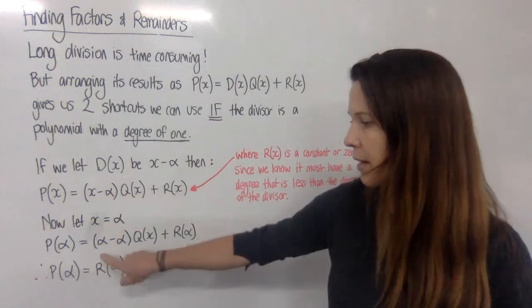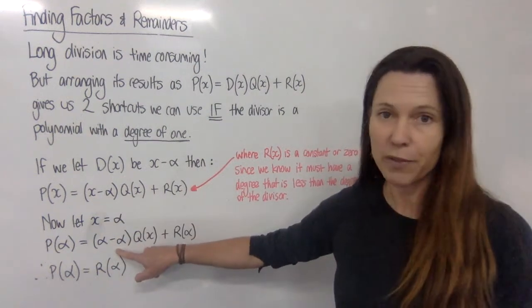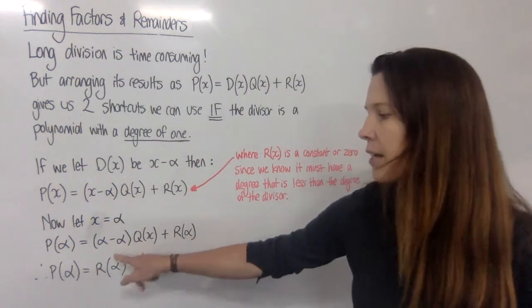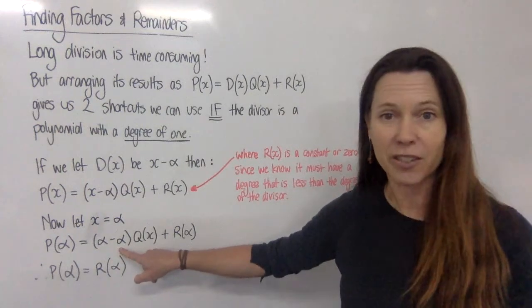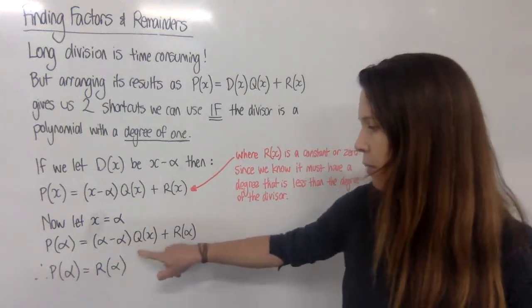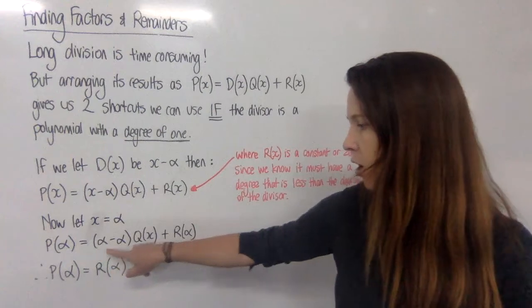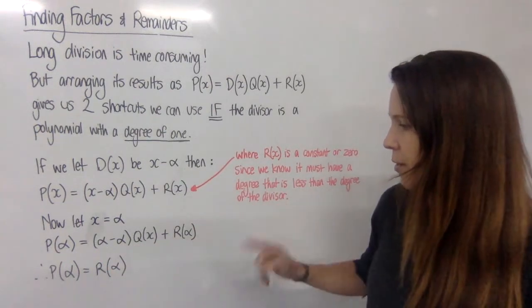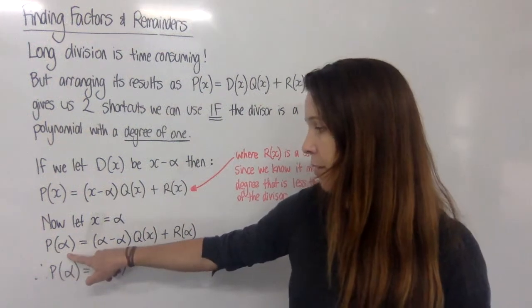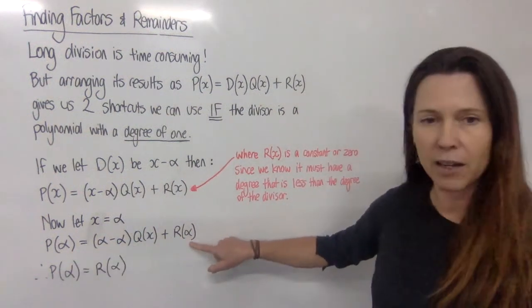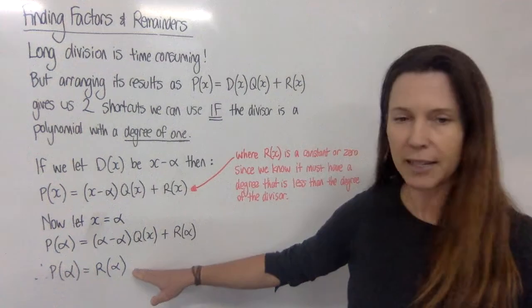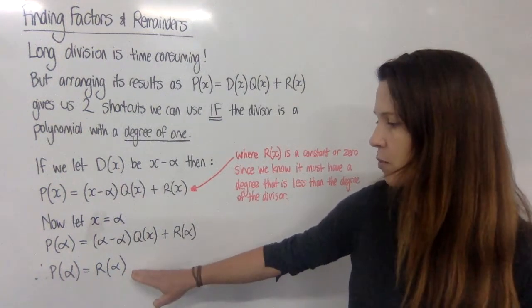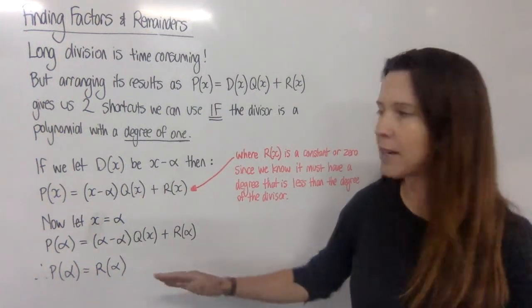And the beauty of doing that is that the first section here, which we've kind of created with this trick, is going to be alpha minus alpha, which is 0. And when that multiplies by the quotient, that whole section is going to be 0. So it will just disappear. So then we can say that p of alpha is going to equal r of alpha, which we've got down here. So this forms the basis of the remainder theorem.